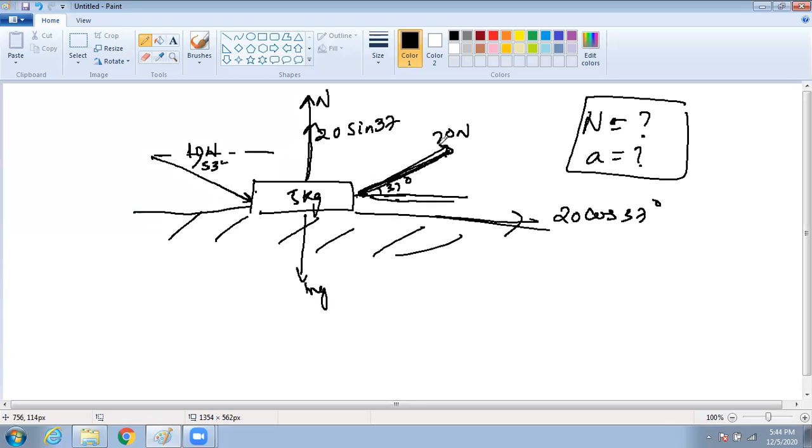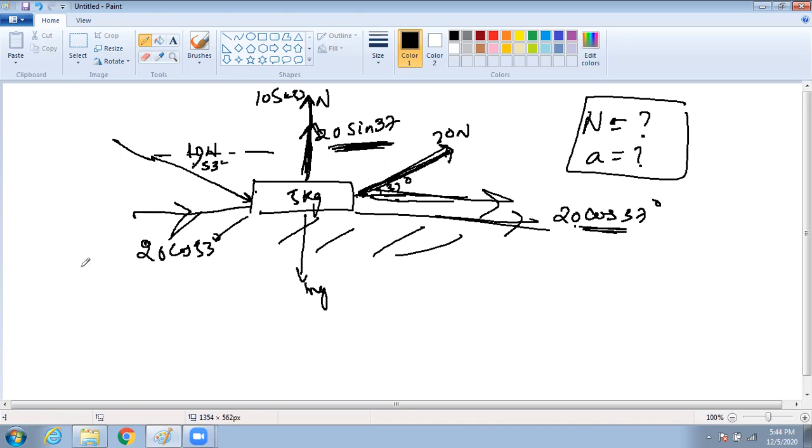This 20 Newton force will have two components, one upward, that is the vertical component, 20 sin 37, and a horizontal component on this side, 20 cos 37. Similarly, for this force you will have one more, 10 sin 53, correct? And one more horizontal component. Which side will it be? Which side? Siddhi? Same side. Same side. 20 cos 53. Correct or not?